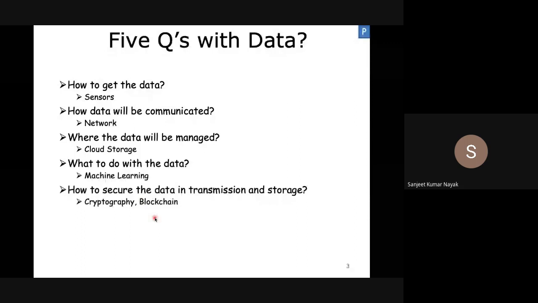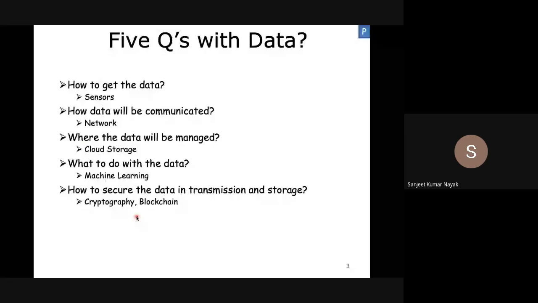I think you might know what cryptography is. It is the art of encrypting a message. All these things you might have studied. So these are different techniques using which we can secure the data. Therefore, these are five generalized questions related to data. How to get the data; second, how data will be communicated; where the data will be managed; what to do with the data; and the last one, how to secure the data in transmission and storage.